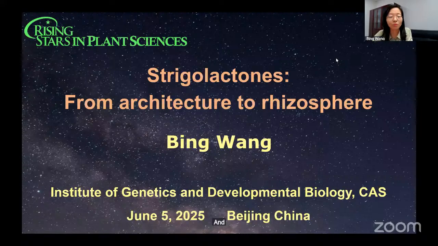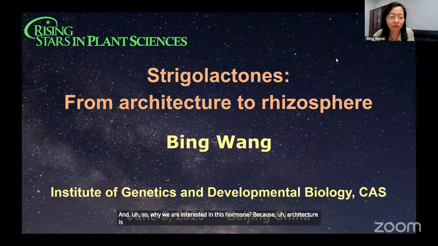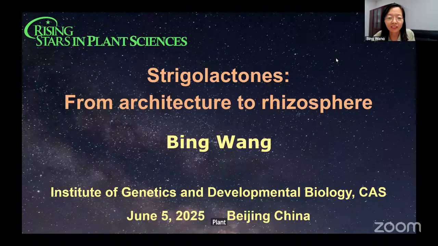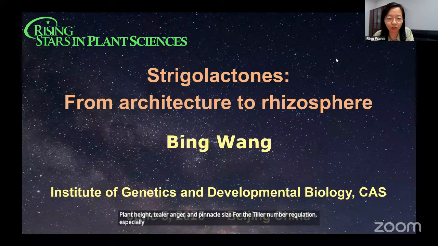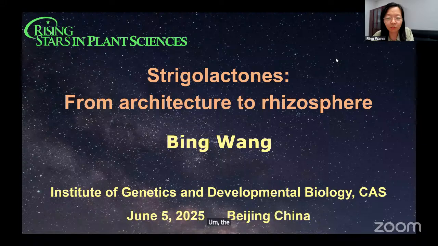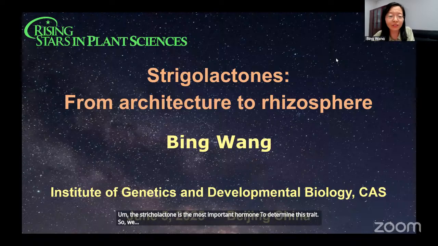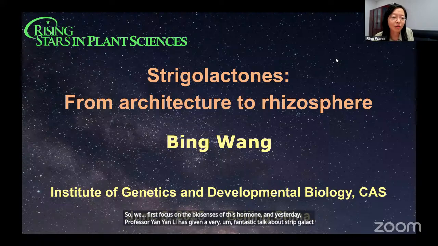And so why are we interested in this hormone? Because architecture is very important for crop production. And the architecture traits mainly include the tiller number, that is shoot number, plant height, tiller angle, and the panicle size. For the tiller number regulation, especially in cereal crops, strigolactone is the most important hormone to determine this trait. So we first focus on the biosynthesis of this hormone. And yesterday, Professor Yan Li gave a very fantastic talk about strigolactone biosynthesis.